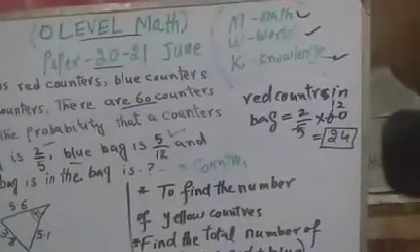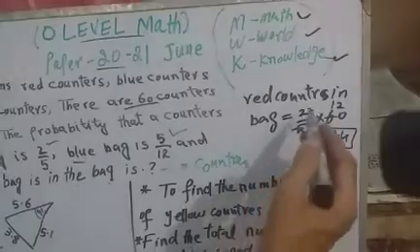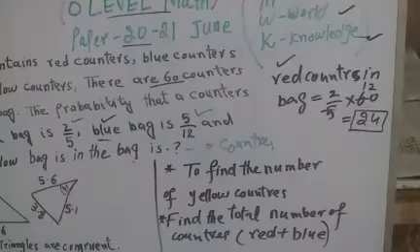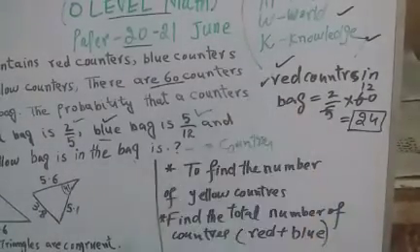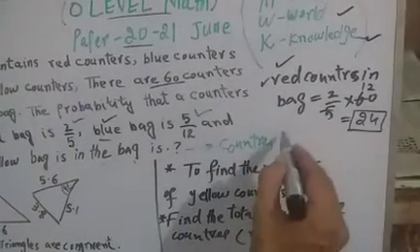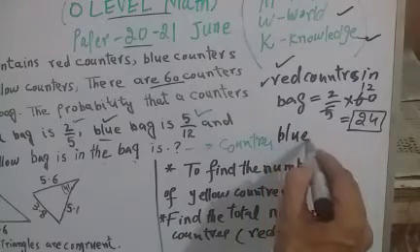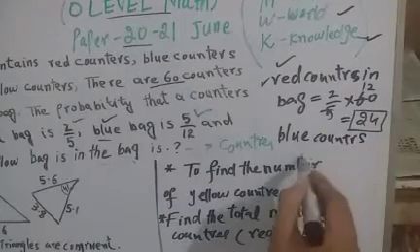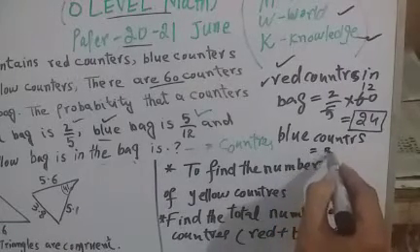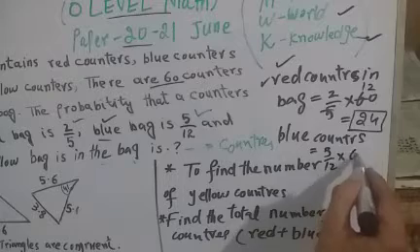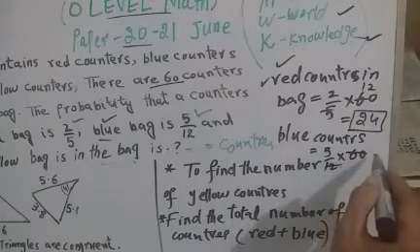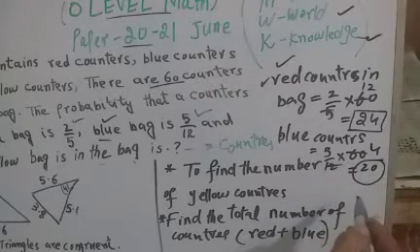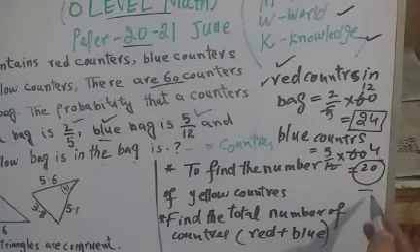Next one, red counters and then blue counters. Red counters are 24. Next is the blue counters. Blue counters are equal to 5 by 12 multiplied by 60. This will be cancelled with 4, and 5 fours are 20. So 20 counters are blue.